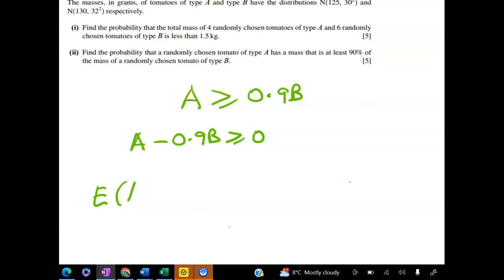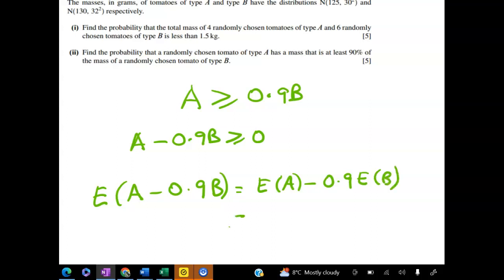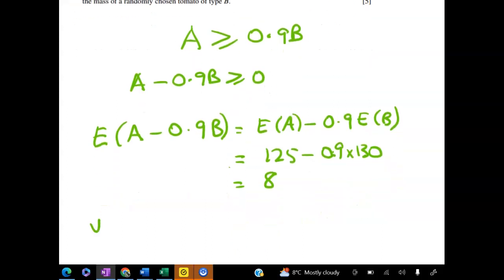What do we know about the expected value of A minus 0.9B? That's going to be E of A minus 0.9 E of B, using my linear combination rules. That gives me 125 minus 0.9 times 130, and that gets me 8 grams. Now the variance is the next thing we've got to work out, because once we've done that, we know that we've got a normal distribution, so we can do our usual standardizing thing.